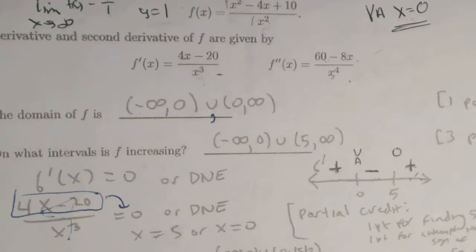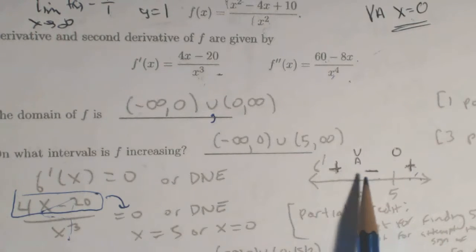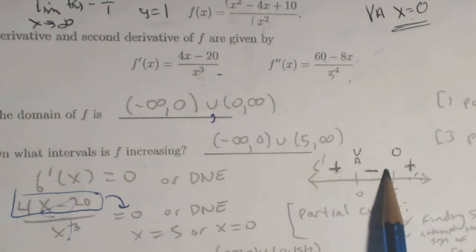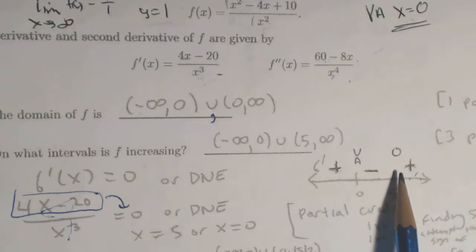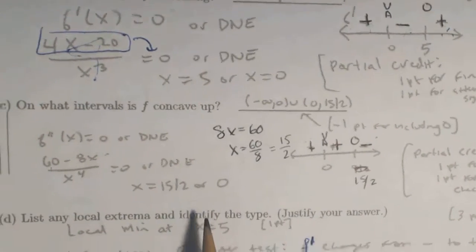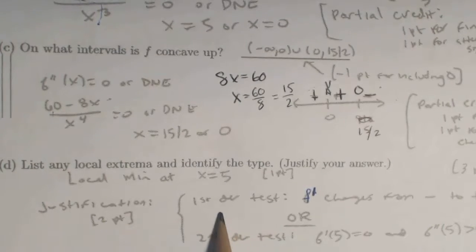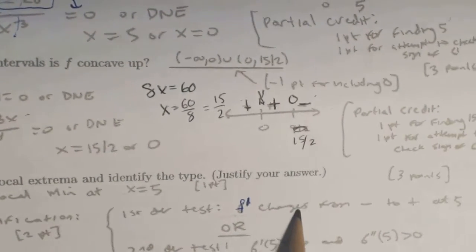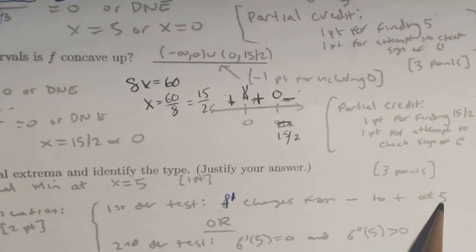D asks us for extrema. That means maxes or mins, and they want us to identify the type. We look for sign changes in the first derivative. We do not look where the sign changes on an asymptote, so that one doesn't count. But here, the first derivative changes from negative to positive at x equals 5. And so that's decreasing to increasing. That's a minimum. And what we want to say is we have a local minimum at x equals 5 because f prime changes from negative to positive at 5.